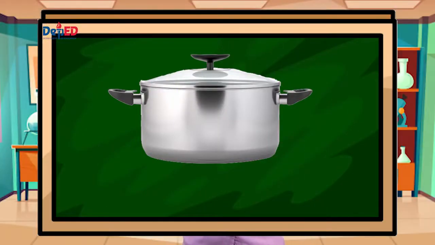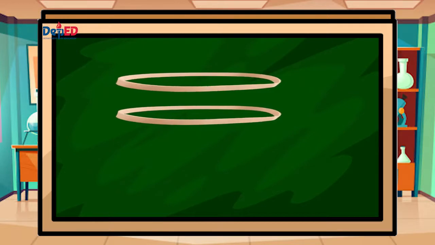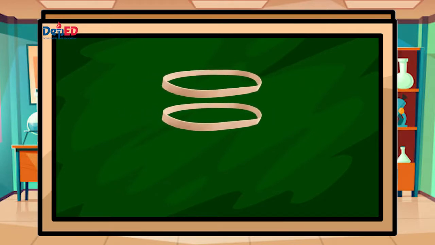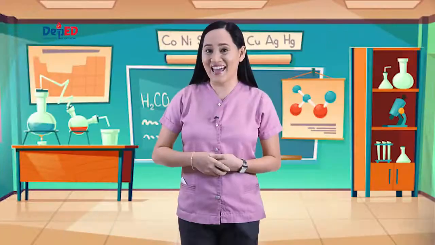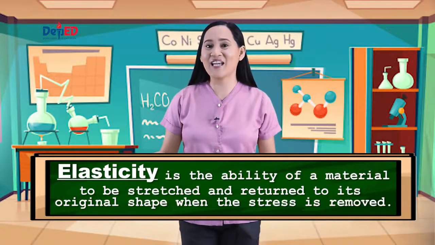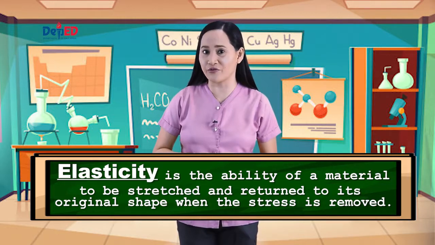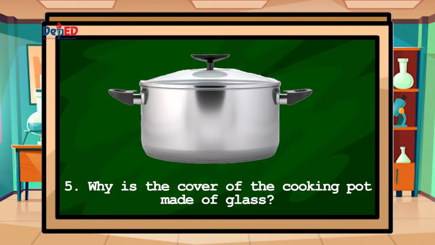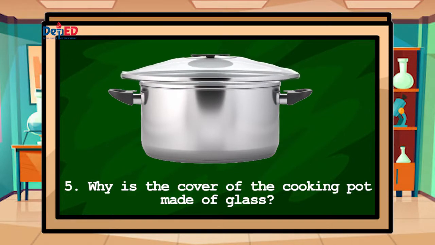In some cooking pots, rubber is used. Aside from being a good insulator, rubber also has the ability to be stretched and return to its original shape when the stress is removed, a property called elasticity. Again, elasticity is the ability of a material to be stretched and return to its original shape when the stress is removed. Lastly, for question number 5, why is the cover of a cooking pot made of glass?